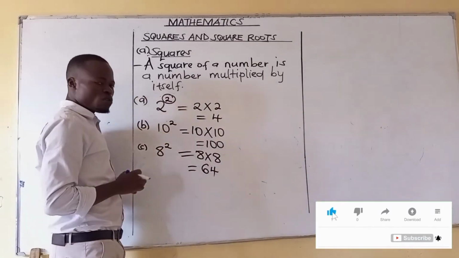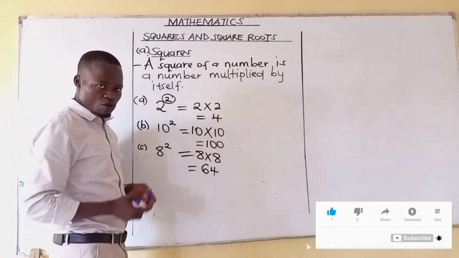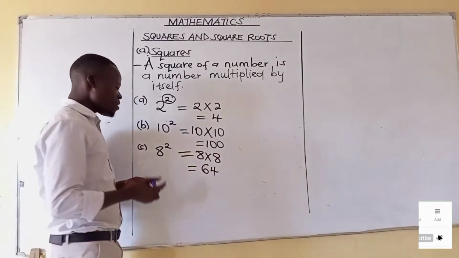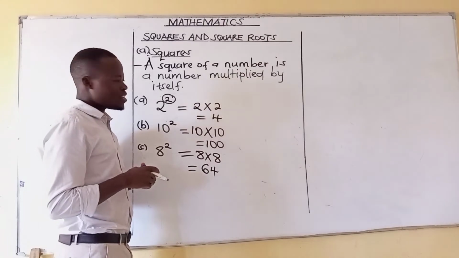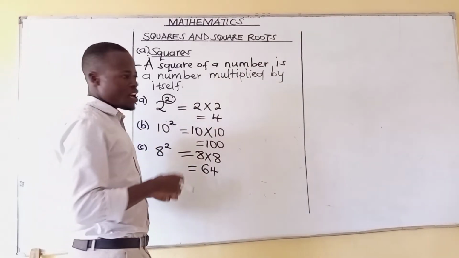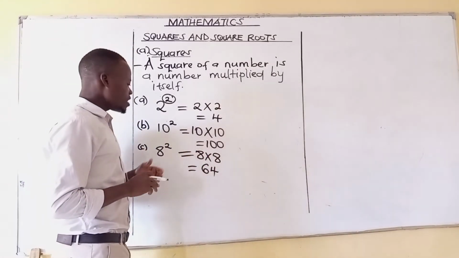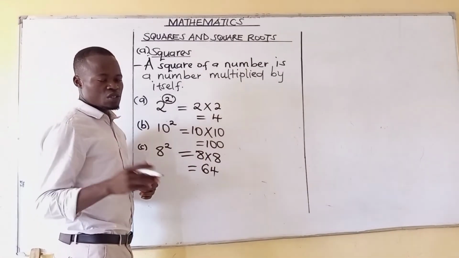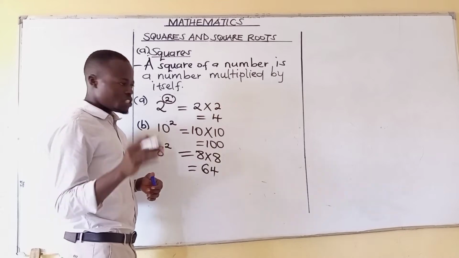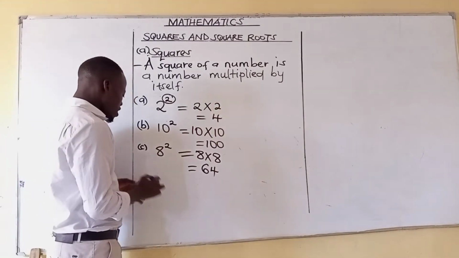This can also be brought in the form of a word problem. They will ask you, for example, a square whose side measures 10 meters, what is the area of that particular square? That simply means you will take 10 times 10.